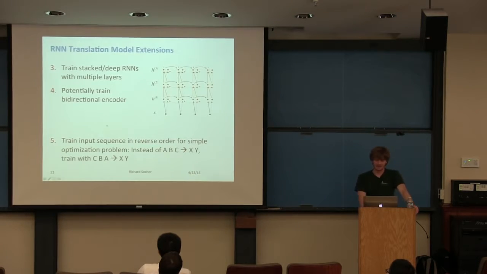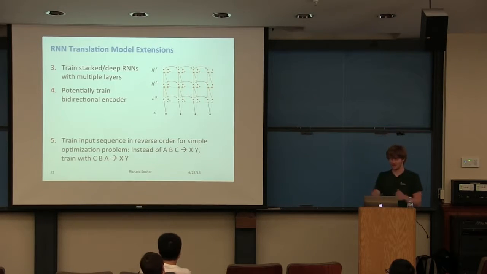Similarly, another alternative to having a bidirectional encoder is an interesting hack introduced by a paper that uses LSTMs, which we'll cover later in the lecture: train the input sequence in reverse order to make a simpler optimization problem. So instead of translating the German "Echte Kiste", A B C, to "awesome sauce", X Y in English, we do the opposite: we take C B A and try to translate that to X Y.